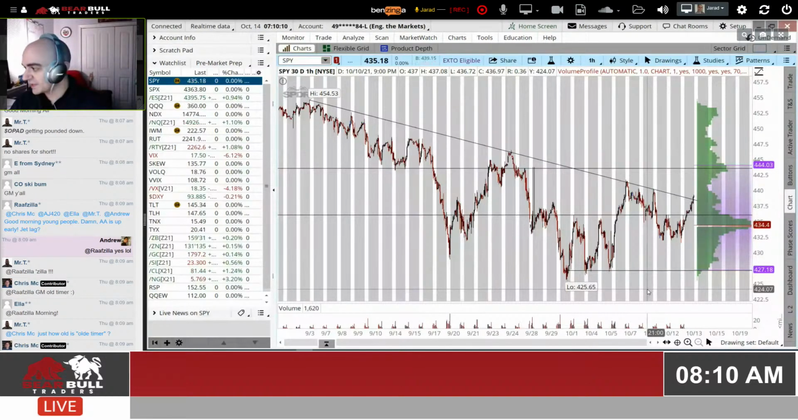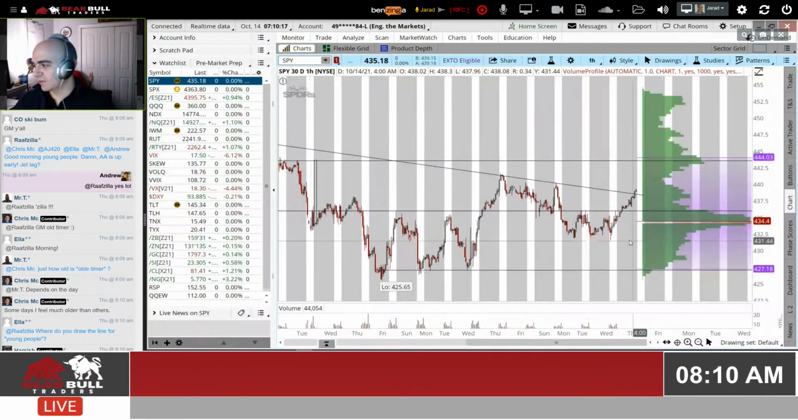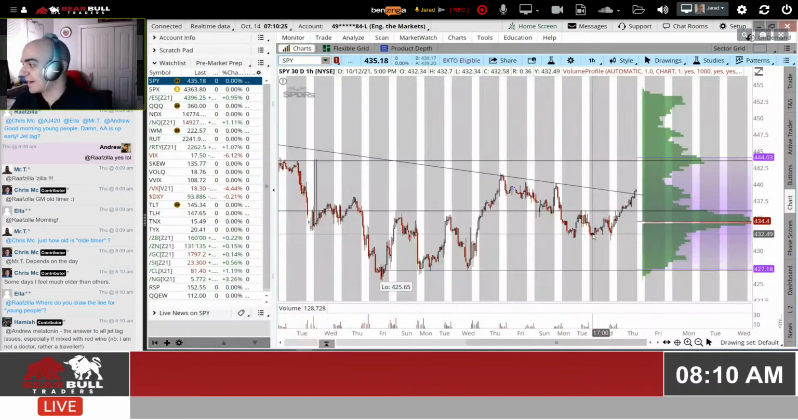Now, we've been trapped in this range, and more notably the past 2 days, a very tight range around this volume profile VPOC standard deviation curve, basically the top end of the bell curve. And this 435 price level has been relatively sticky.